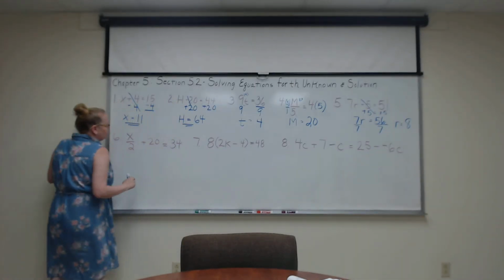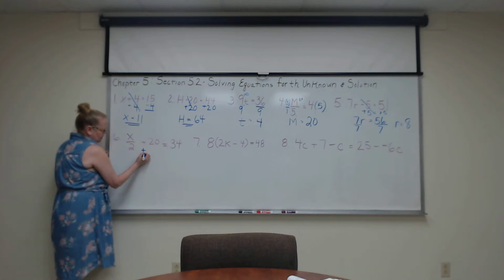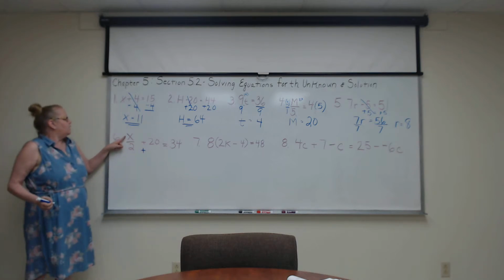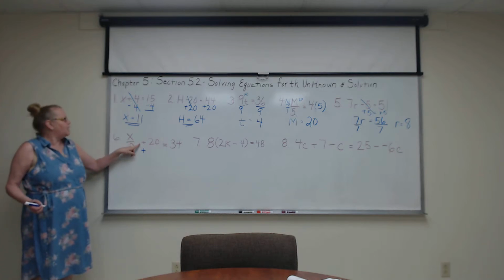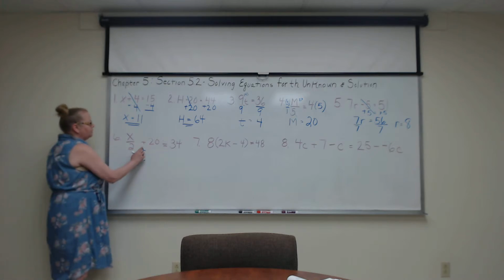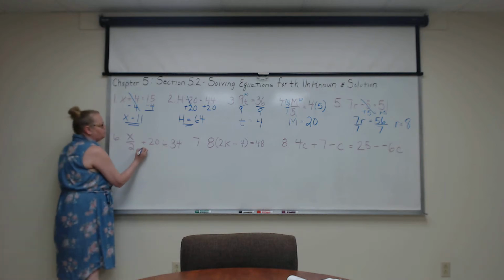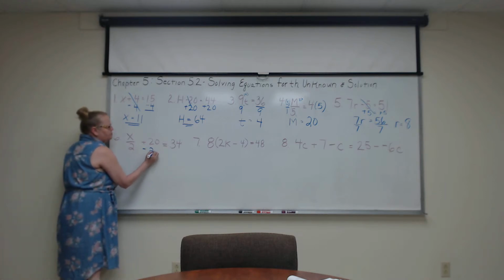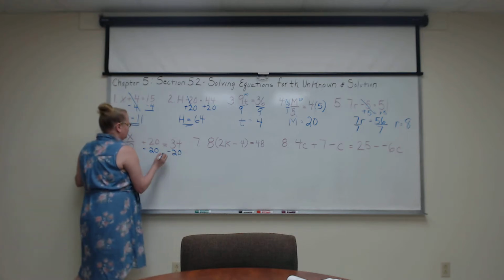Once again, we're back here. We are dealing with x over 2 plus 20 equals 34. We want to get rid of the plus 20, and we know to do that, because it's a plus 20, we have to subtract. So let's go ahead, we're going to do our subtraction on both sides.